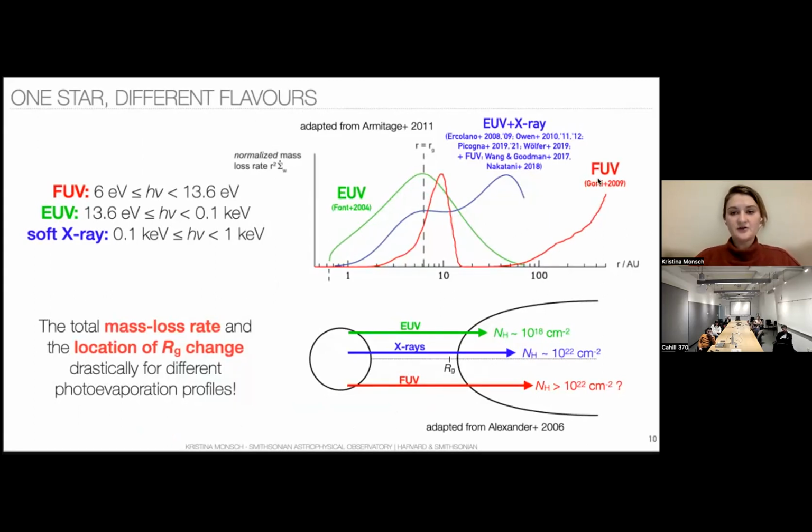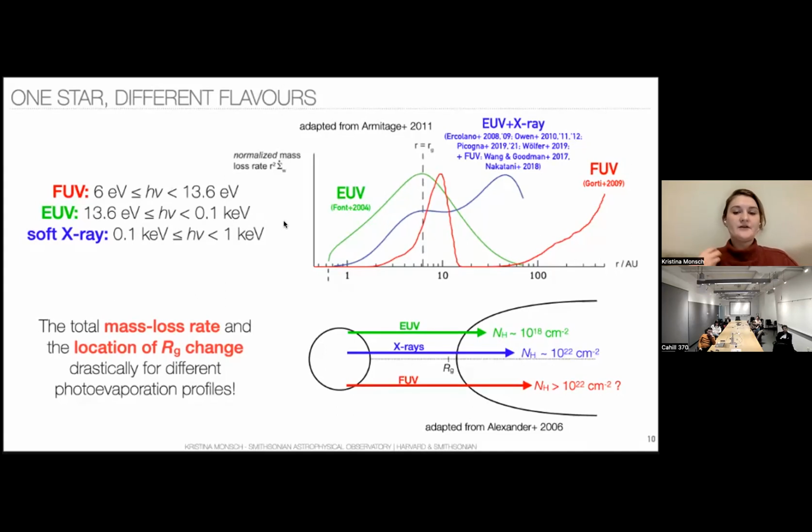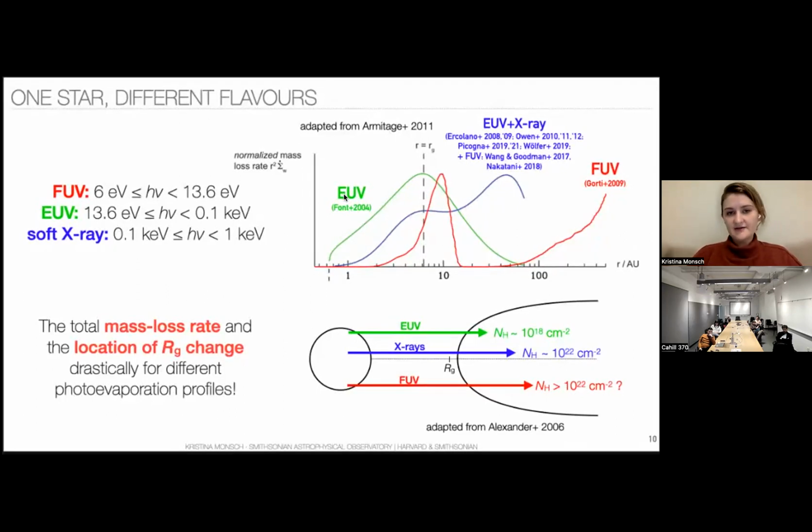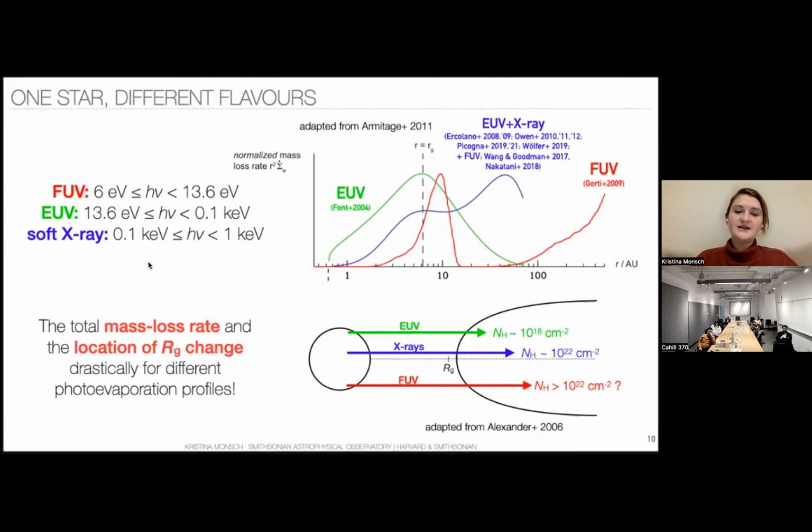Red is far ultraviolet. These photons are less energetic than 13.6 eV, meaning that they are not energetic enough to ionize hydrogen, but they can dissociate hydrogen molecules. While UV photoevaporation is dominated by extreme ultraviolet photons, which have energies that are enough to ionize hydrogen atoms, this also means that, while this is a very efficient heating mechanism, these photons cannot penetrate the disk very deeply because they are absorbed very efficiently by the hydrogen in the disk.